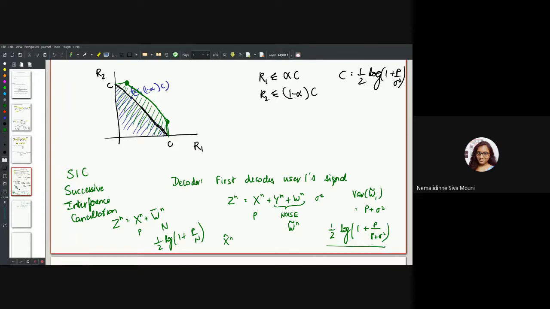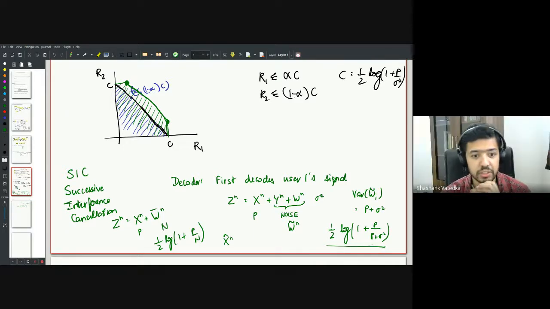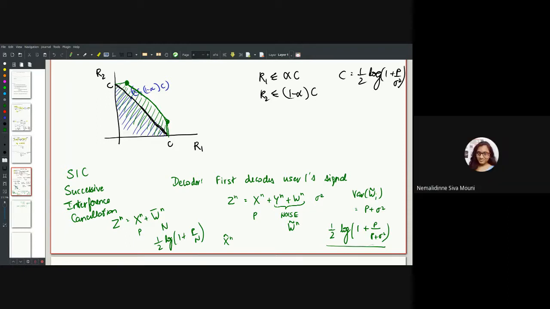Sir, in SIC, there should be a difference in channel gain, right? I mean, there should be some difference, isn't it? Not necessarily, right? So here I've given you a successive interference cancellation scheme, which does not necessarily need that. Yeah. And this will be at the cost of probability of error because two times.